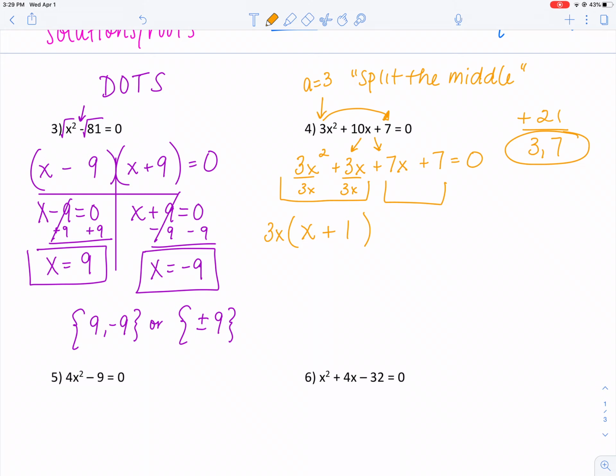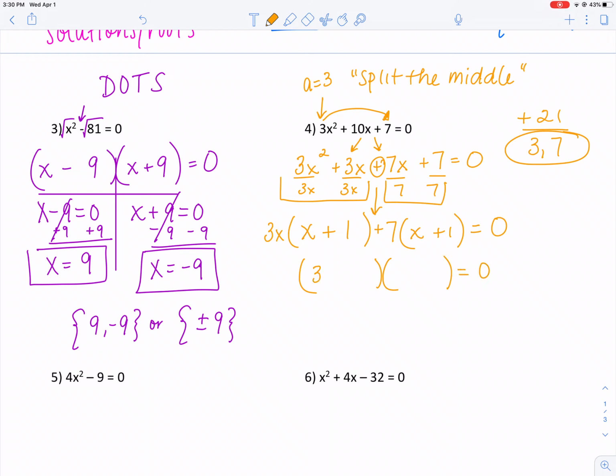The GCF between 7x and 7 is 7. Positive has to come down. Divide them both by 7. When I divide 7x by 7, I get x plus 1. Don't forget equals 0. Don't stop there. That's not your answer. That just helps you see your 2 factors.